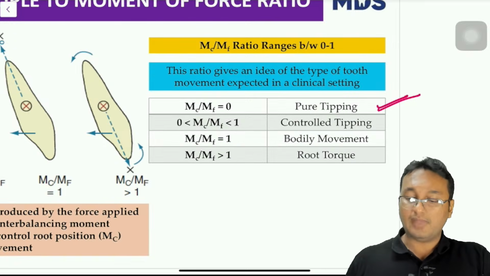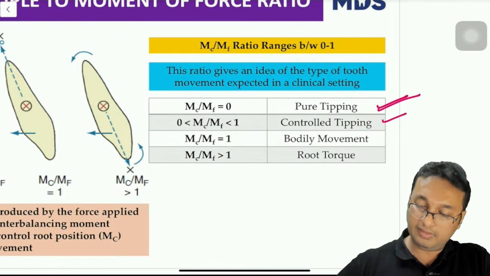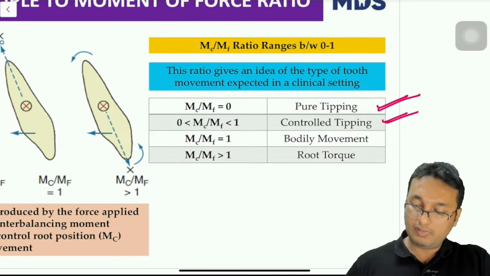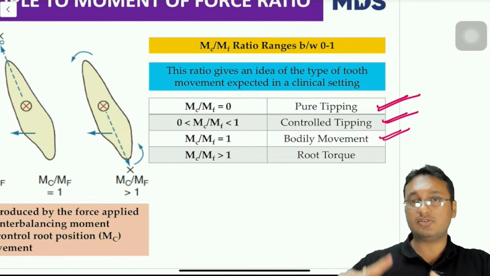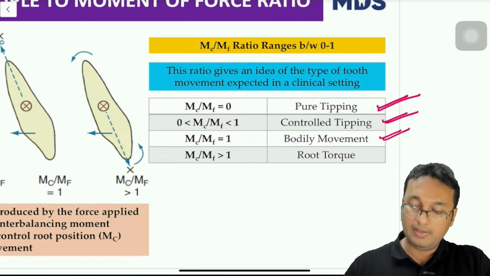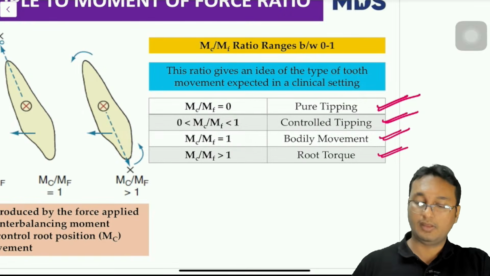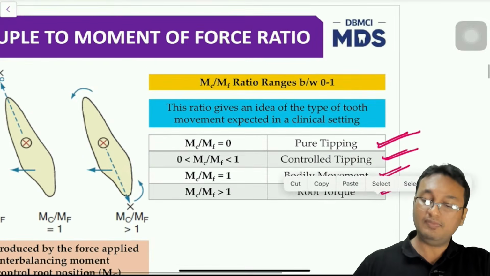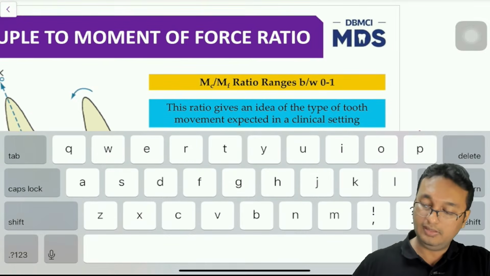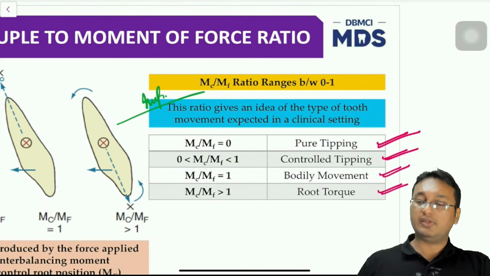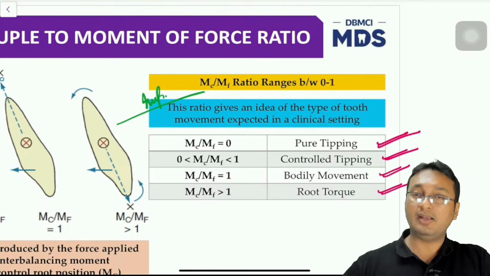Now whenever the MC to MF ratio is more than 0 but less than 1, we see controlled tipping. Whenever the ratio is 1:1, we see bodily movement, as I just showed in the question above. And when it is more than 1, you get root torquing. So the clinical importance of MC to MF ratio is basically this blue box. This ratio gives an idea of the type of tooth movement expected in a clinical setting.